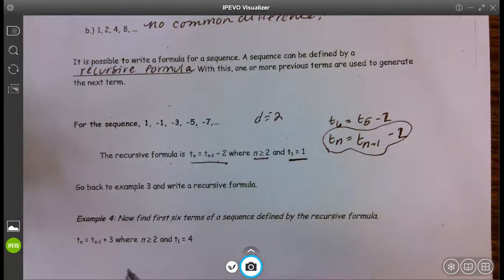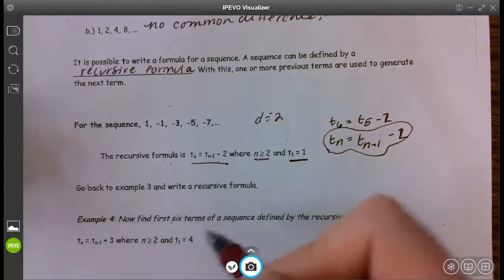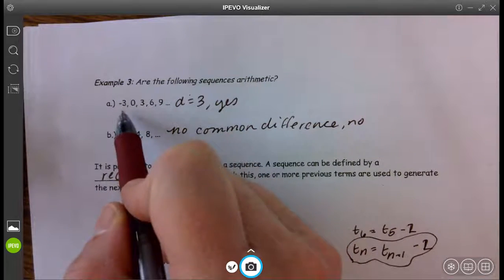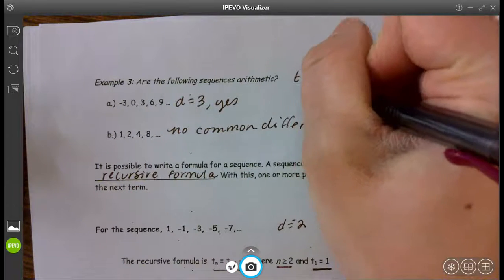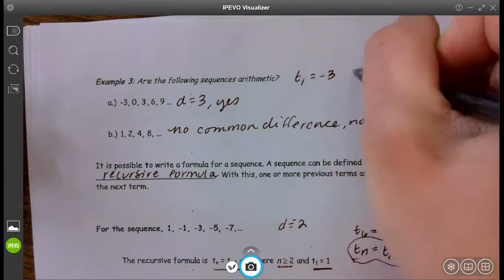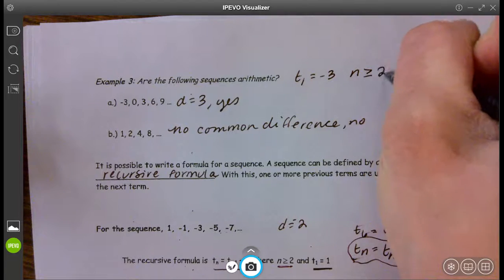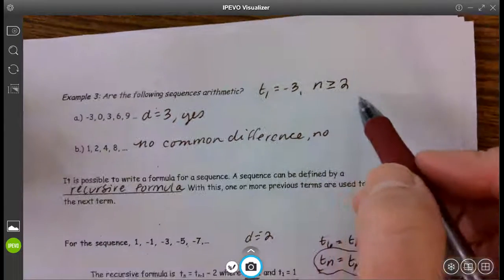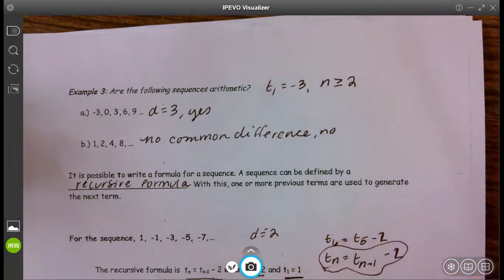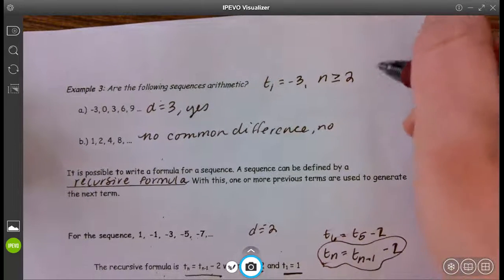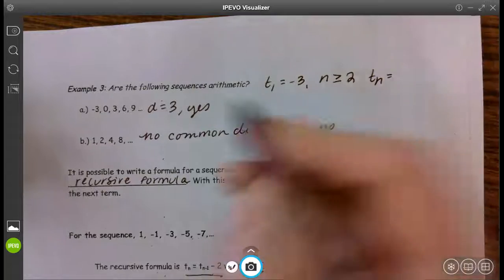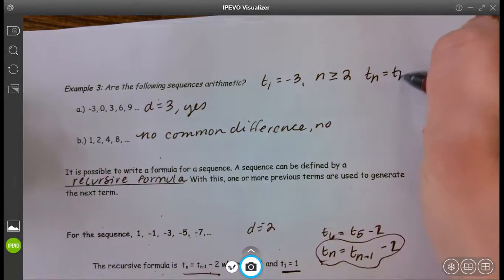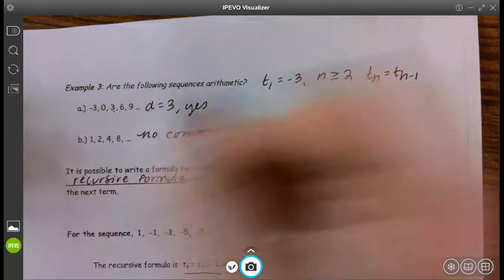It says go back to example 3 and write a recursive formula. So looking at example 3, your first term is -3. You're always going to start with your second term, but you have to tell the reader, hey, n has to be 2 or greater. You either have to start with your second term or third term or fourth, whatever, greater. And your term n is going to be found by taking the previous term and adding 3.